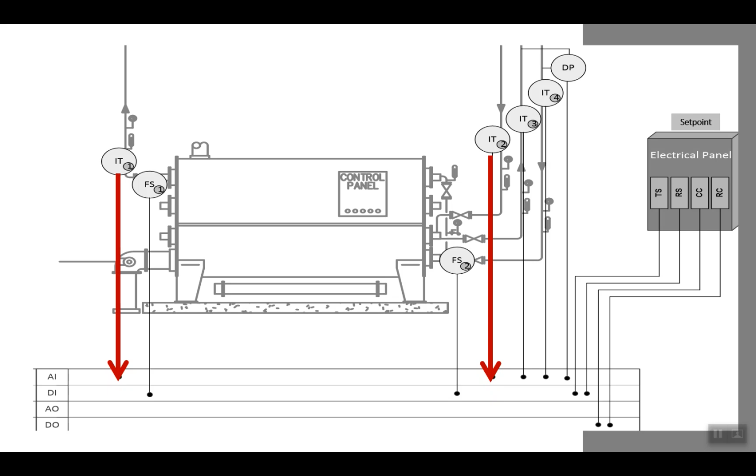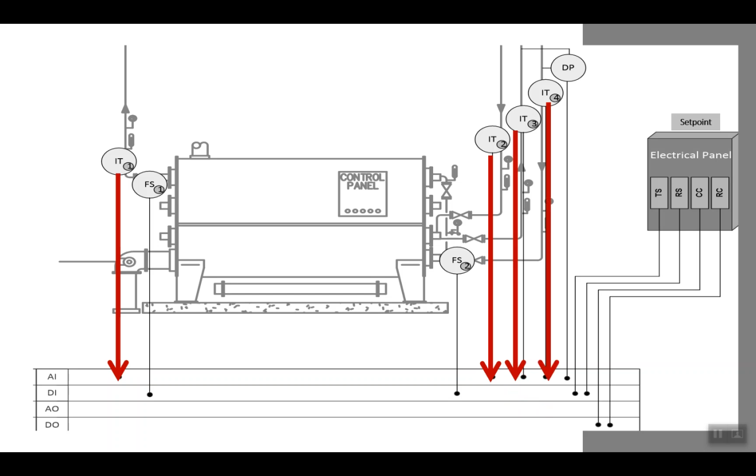So we use immersion temperature sensors. On the BMS side, we need an analog input to read the temperature of the input and an analog input to read the temperature of the output. Of course, it depends on the type of the sensors. So we need two analog inputs for the evaporator.